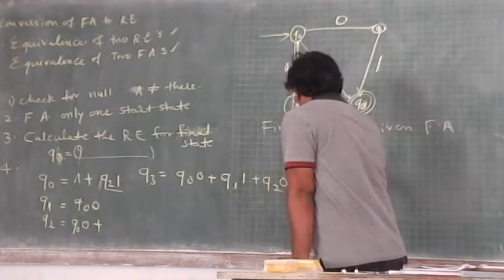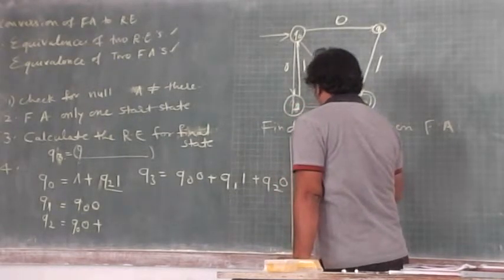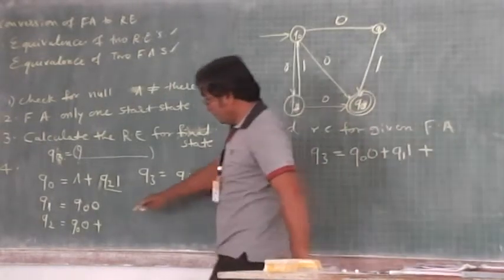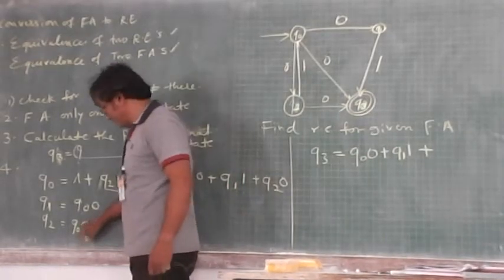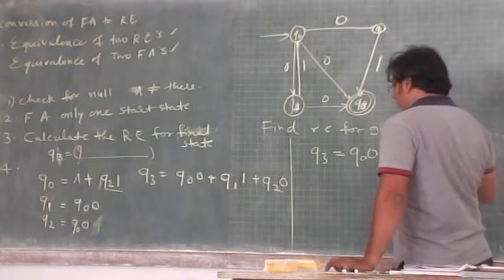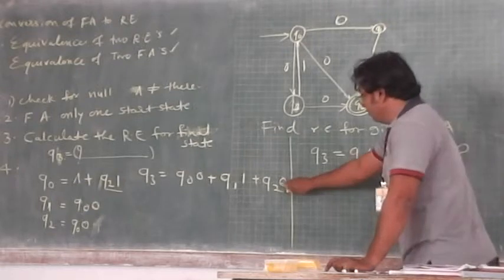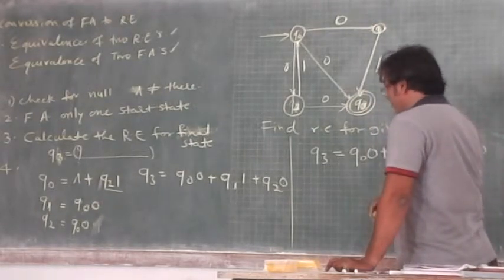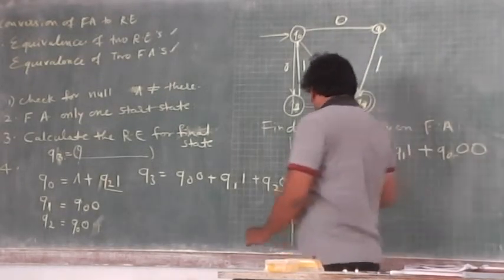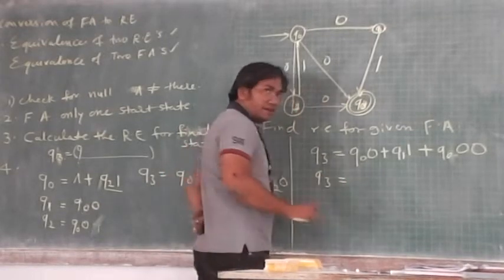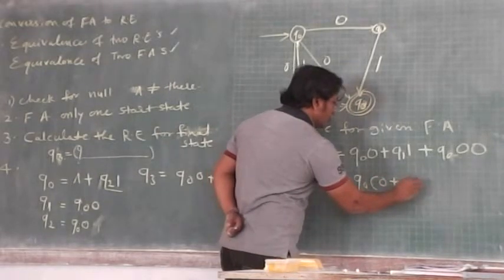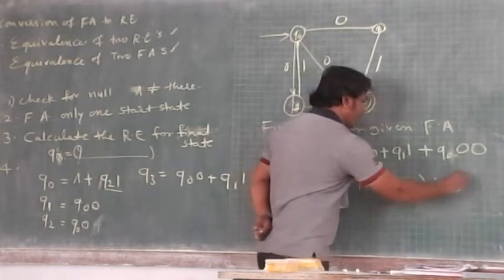If I remove this Q3, Q2, what happens? Q0, 0 plus Q1, 1. What is Q2 equal to? Q0, 0. So Q2 I am replacing by that expression, that is Q2 is Q0 0 and this 0 as it is. Q0 what? Q0 0. So this Q3 I am getting, if I simplify this Q3, this becomes what? Q0, 0 plus 0, 0 plus Q1, 1.